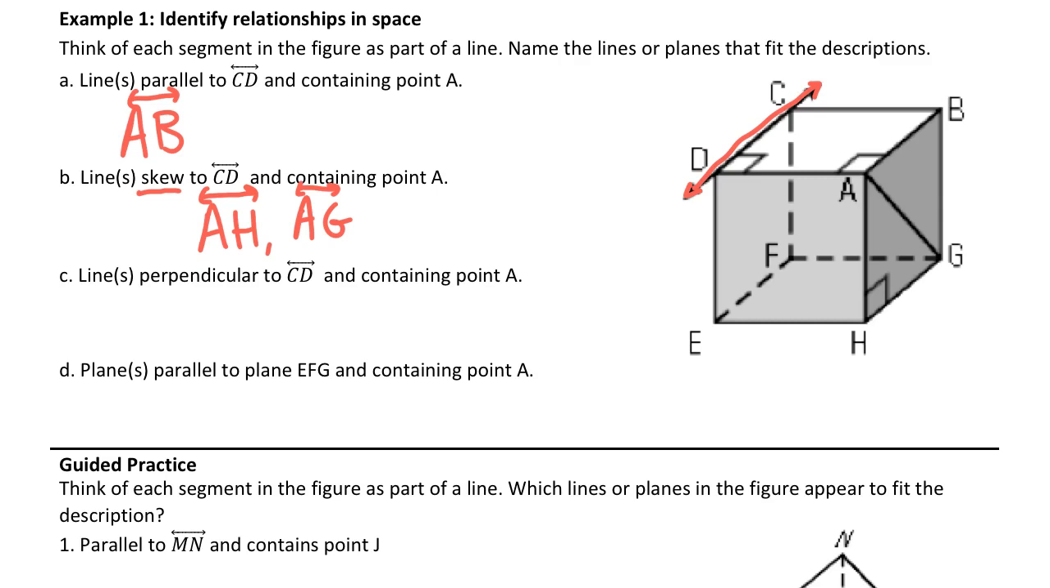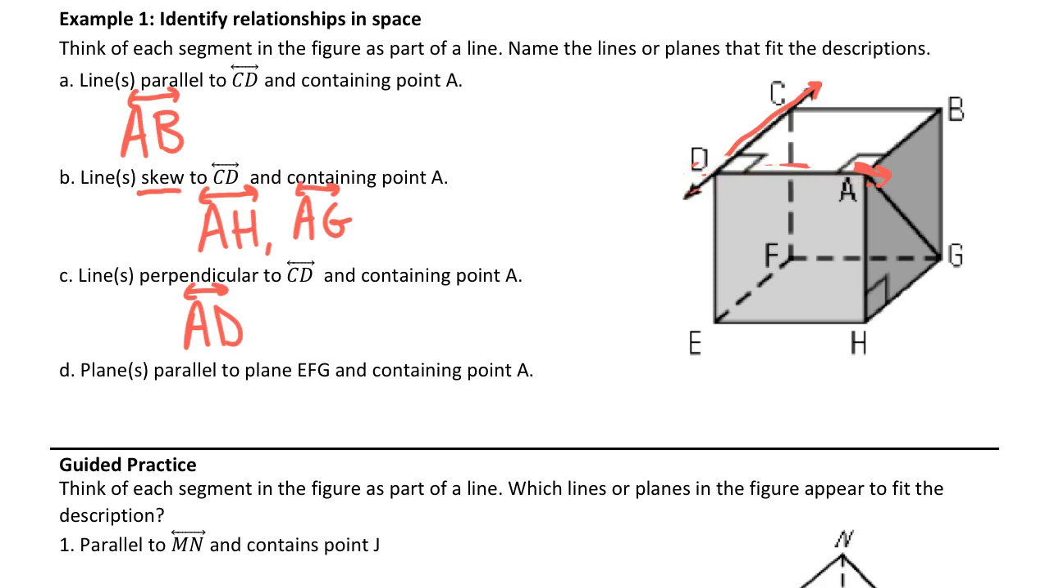And then moving ahead, perpendicular. We should remember perpendicular means they intersect at a right angle. So a line that is perpendicular and goes through CD would be AD. And we can assume that because of that right angle symbol. And the interesting thing here is there's only one line that's perpendicular to CD that also goes through point A. It's just AD.